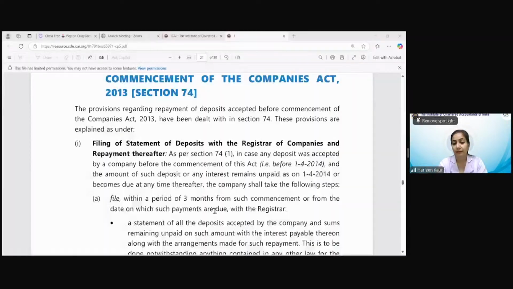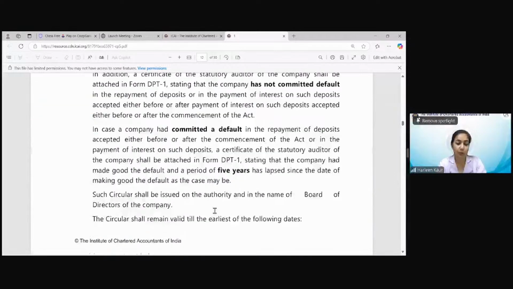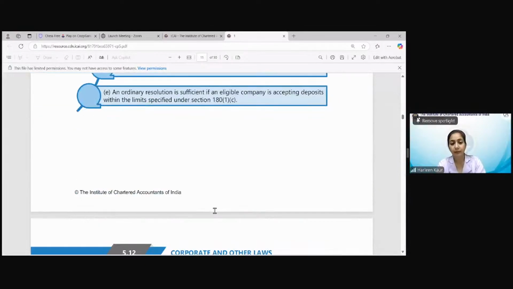But what are the two conditions to be fulfilled? I want to open your study material also. What are the two conditions that you need to fulfill in this case? Number one, that the amount is not a borrowed amount. He has not borrowed any amount for giving it to the company. Declaration in writing, very good. And what is the second condition? This amount of loan which you have taken from the directors or relatives shall be disclosed in the board's report.